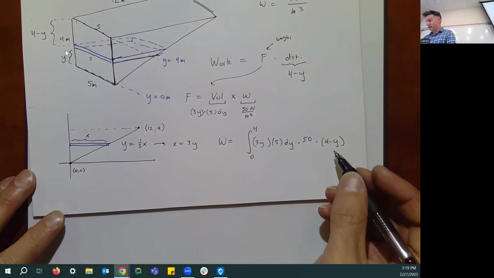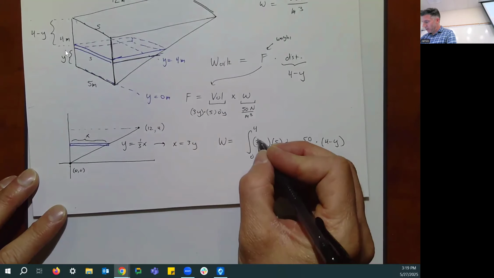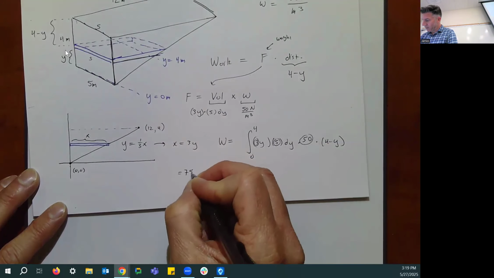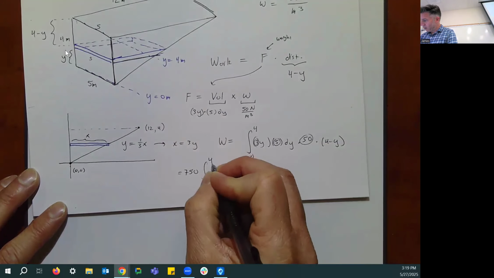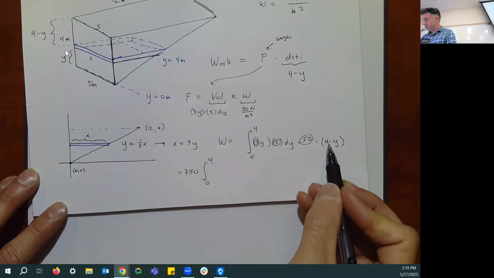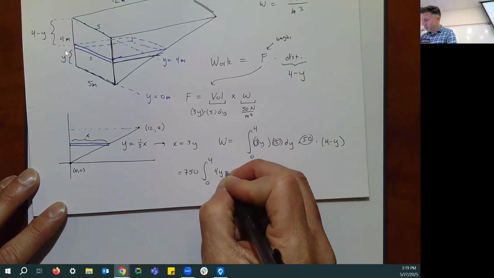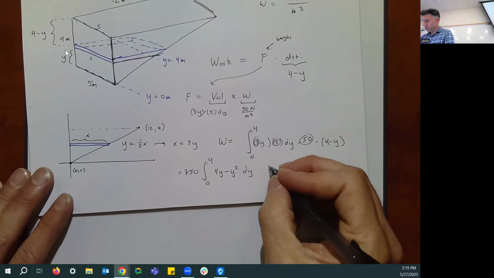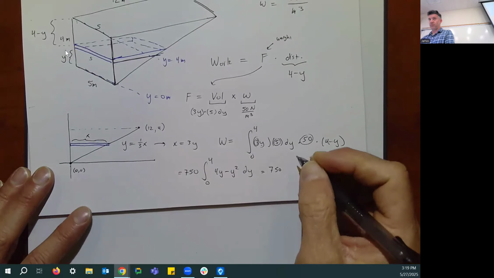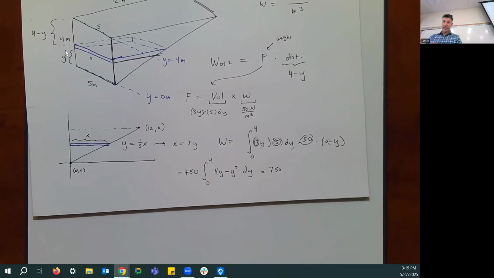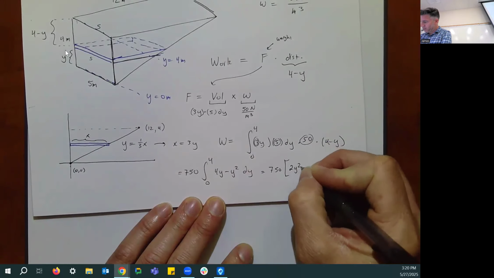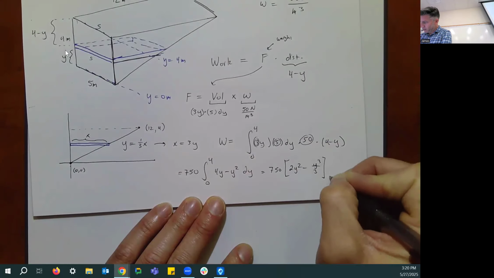And then the rest of this isn't terrible. So I would certainly pull out the multiples 3, 5, and 50. So that's going to be 750 times the integral from 0 to 4. I have a y times a 4 minus y. So that's going to be a 4y minus y squared dy. And then the rest of this is not terrible at all. We integrate. So again, with these problems, usually the integration is the easiest part. The setup is usually really what is challenging here. So we're going to get 750 times 4y squared over 2 minus y cubed over 3 from 0 to 4.